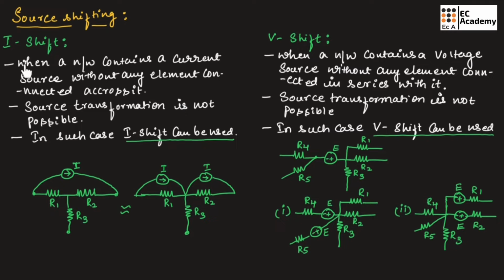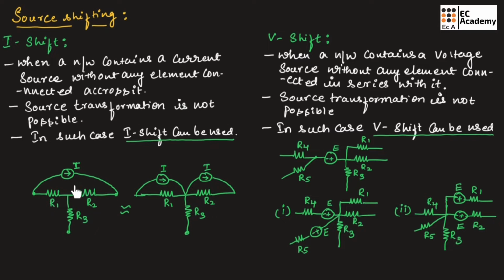In I shift, when a network contains a current source without any element connected across it, then source transformation is not possible. So in any given network, if there is no element connected in parallel with the current source, then source transformation is not possible. In such case, we'll go with I shift, which is current shift.